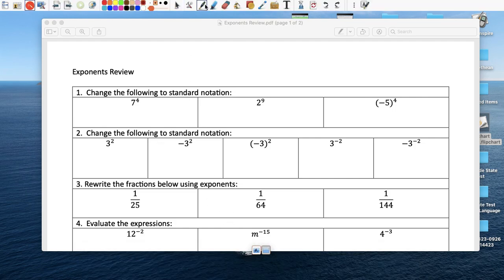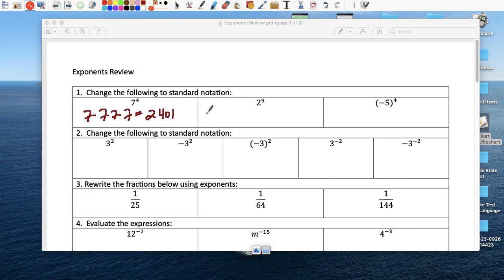7 to the 4. So you want it in standard notation. All that means is, write it in a number that we use every day, not exponential form, standard form. So take your calculator. 7 to the 4th power is 7 times 7 times 7, 4 times, right? You can either do that, or just plug in 7 to the 4th power, and you get this.